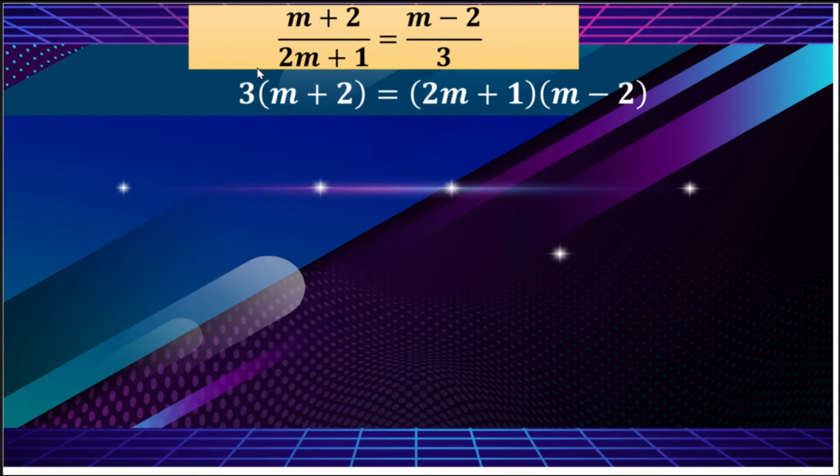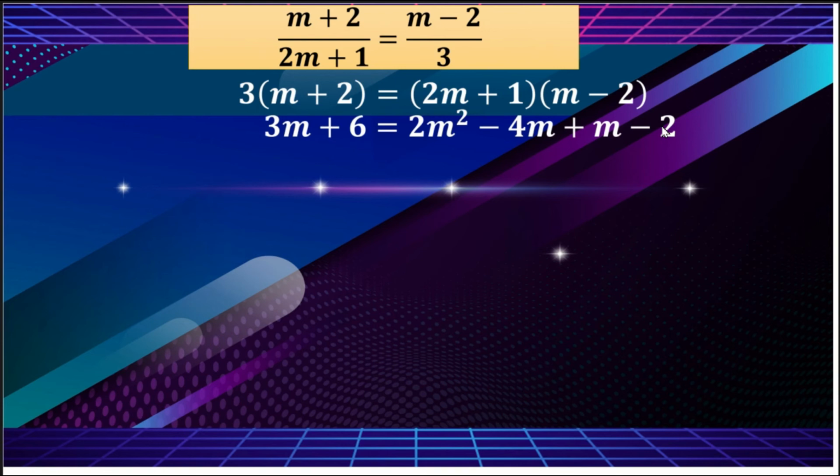Afterwards, on the left side, we're going to distribute 3 to the binomial. This is multiplying a monomial by a binomial by distributing the monomial to the binomial. So 3 times m is 3m and 3 times 2 is 6. Then in this one, multiplying binomial by binomial, we're going to use the FOIL method. 2m times m is 2m squared. 2m times negative 2 is negative 4m. 1 times m is m, and 1 times negative 2 is negative 2.